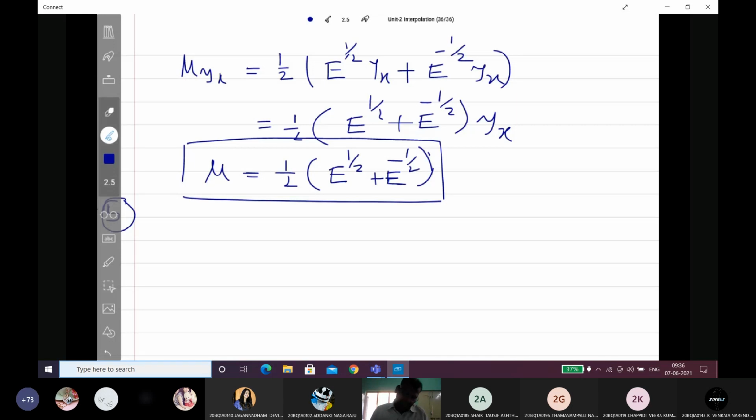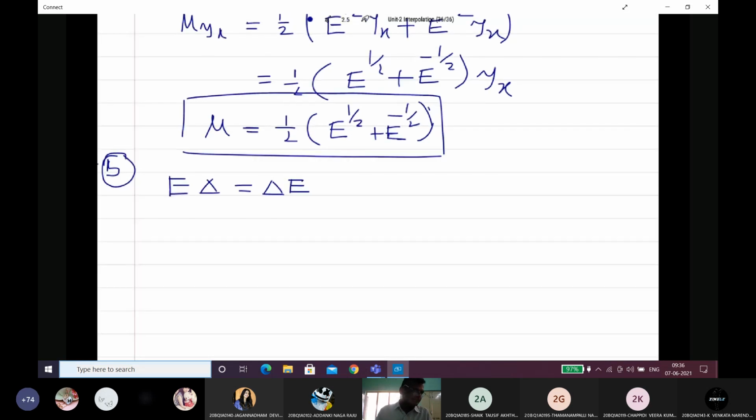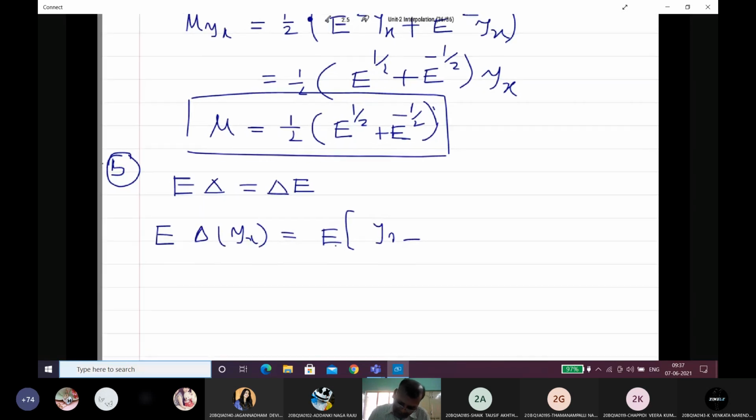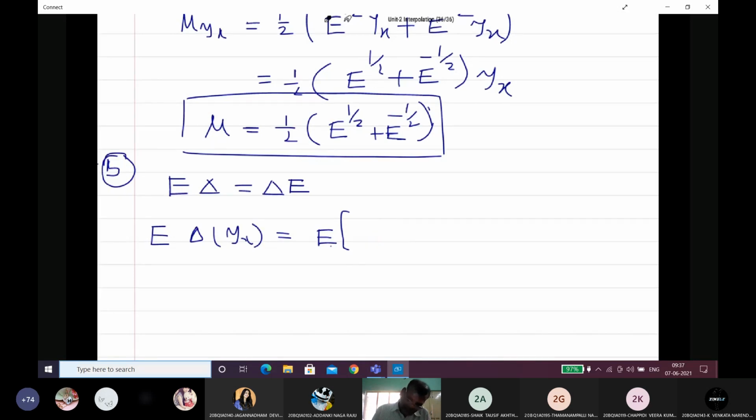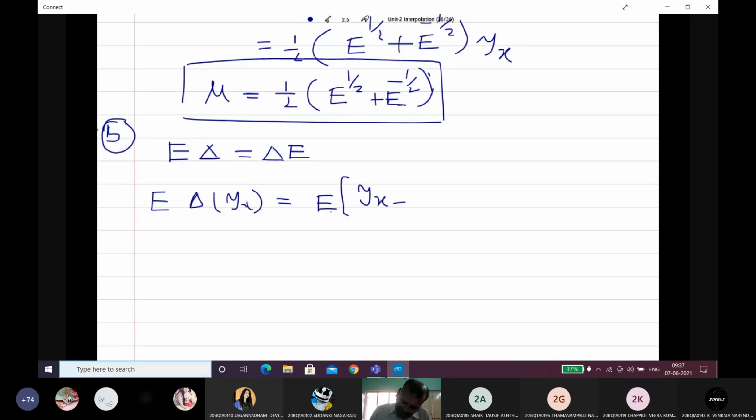E delta is equal to delta E. Now, E into delta of yx, that is equal to E of delta of yx, which is E of yx plus h minus yx.